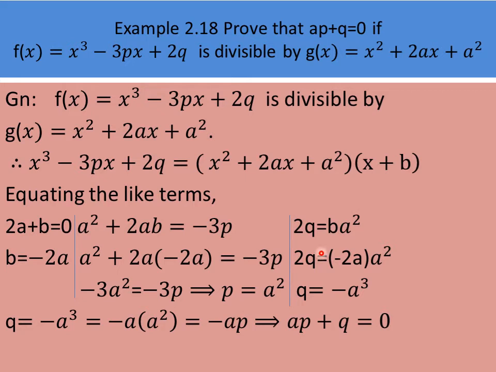Then come to the next one. Here also you replace the value of b. Instead of b you replace minus 2a. So 2q equal to minus 2a into a square. So on both sides you can cancel 2. You will get q equal to minus a cube.